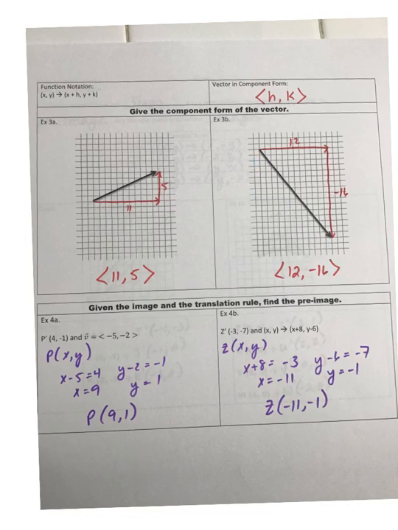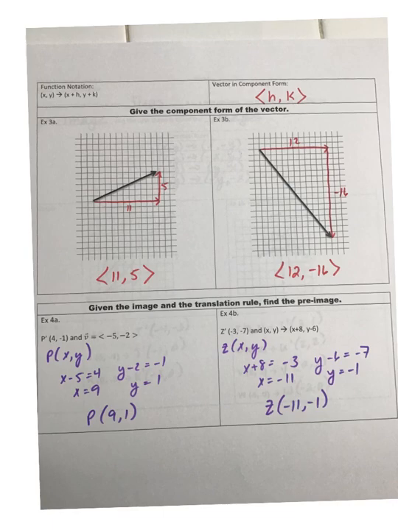Or this vector here, what if we had a shape right here and we wanted to move it down here? Well, that would have to go right 12 and down 16. So that would be the vector 12, negative 16. Please make sure you do not use parentheses. It's wrong if you do, because then it's a point, not a vector.